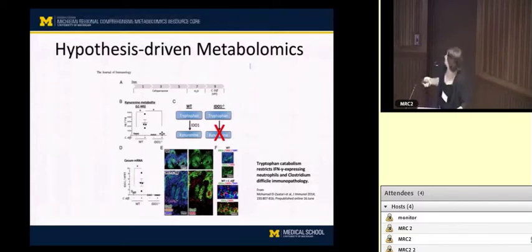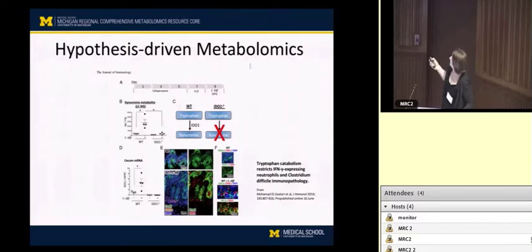This is an example of some work that was done at the core. This particular investigator had a hypothesis that kynurenine was impacting the presentation of or the severity of C. difficile infection in his mice. So after doing a number of other studies, he decided that he was ready to do the knockdown and knocked out the IDO1 gene. And then brought the samples to us and had us measure the tryptophan pathway.